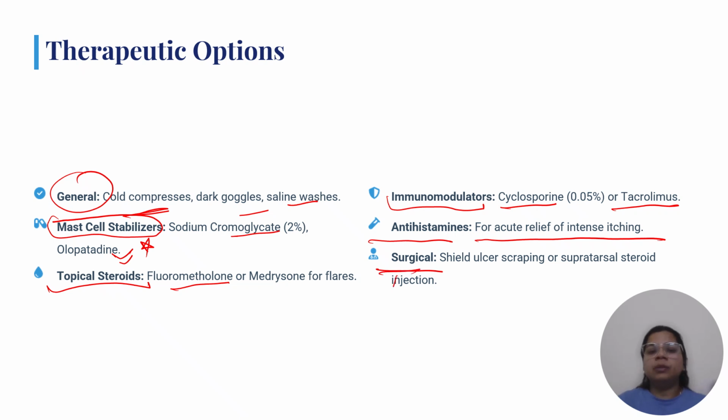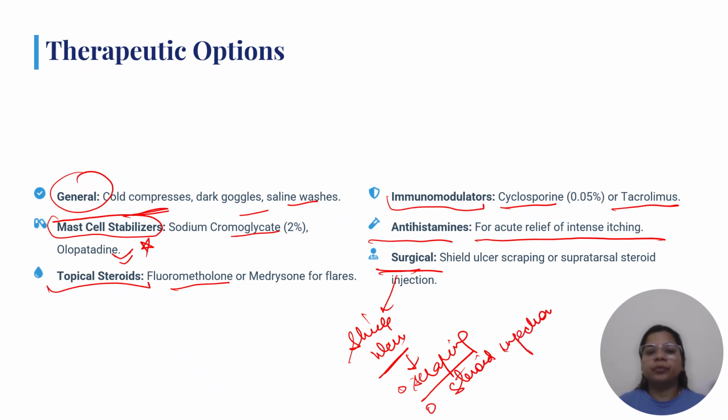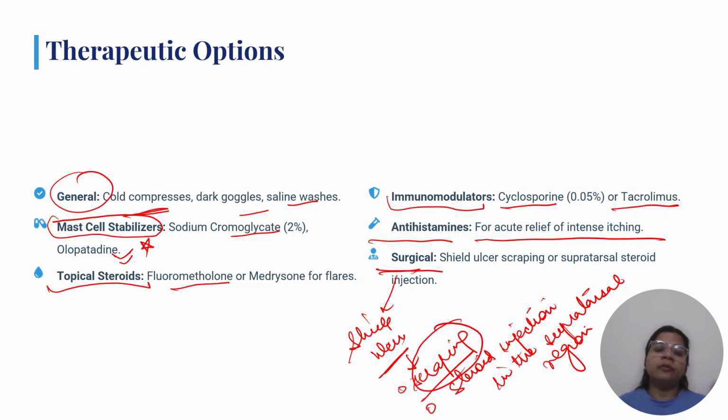and surgical treatment may be required in cases of shield ulcer, which includes scraping of the superficial ulcer or steroid injection in the supratarsal region. The ulcer, which is formed after scraping, can be covered with an amniotic membrane also, to provide a scaffold for growth of the epithelium.